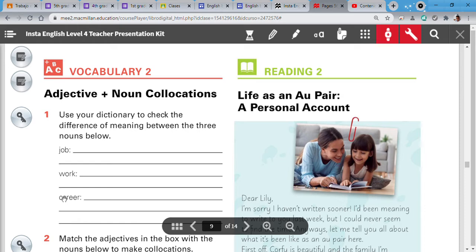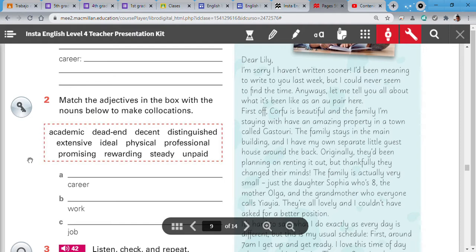Work is an activity involving effort that you are paid to do. Career, a job or series of related jobs that you do, especially a profession that you spend a lot of your working life in. So that is a meaning that I can give you for each one. Maybe you can have different ideas and you can share it in our classes. Share ideas for job, for work or career. Now let's continue with activity number 2.